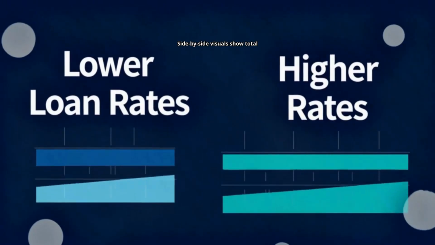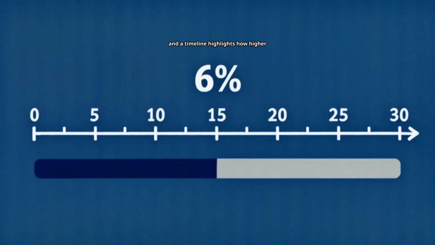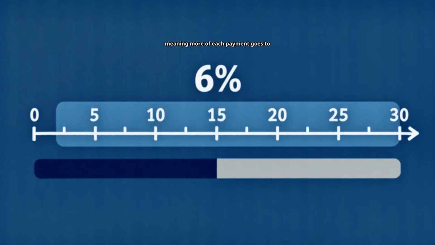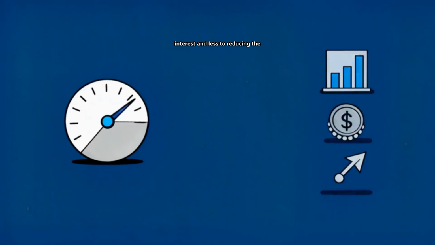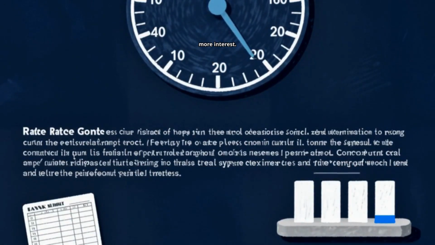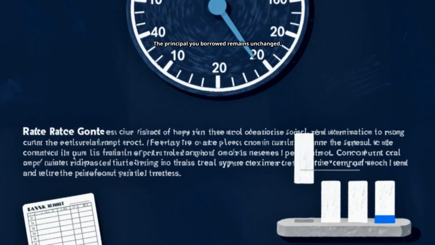Side-by-side visuals show total interest paid over the loan term, and a timeline highlights how higher rates front-load more interest, meaning more of each payment goes to interest and less to reducing the principal early on. Higher rates mean each payment contains more interest. The principal you borrowed remains unchanged, but the cost to carry it rises.